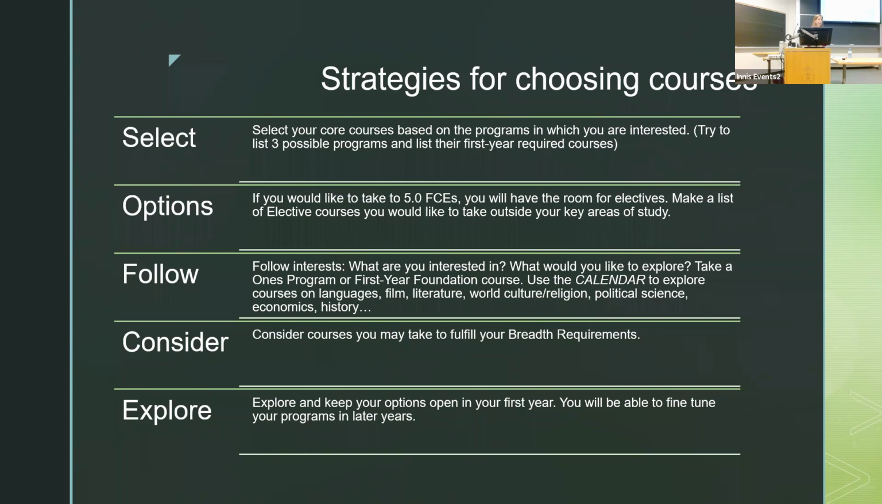If you'd like to take 5 FCEs, or full credit equivalents, or 5 credits, you'll have room for electives. Make a list of elective courses that you'd like to take. If you're not sure, follow your interests. Think about things like, what do I like to do in my spare time? What do I like to read about? What interests me? There is probably a course related to those things that's offered here.